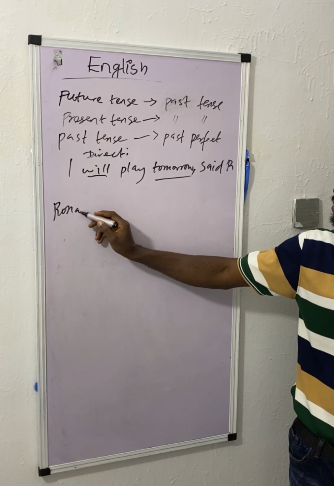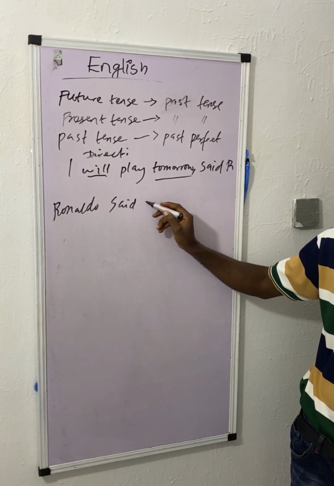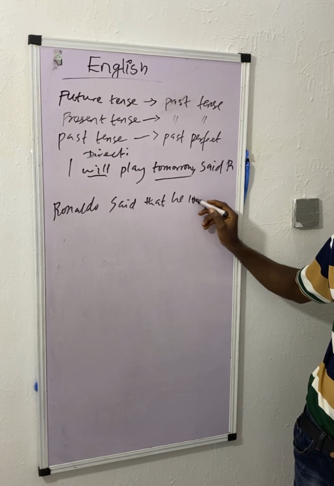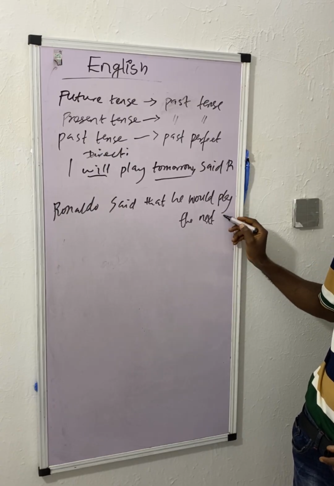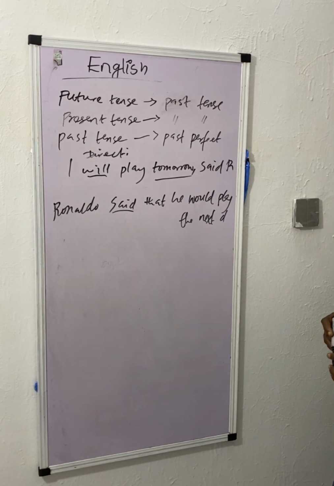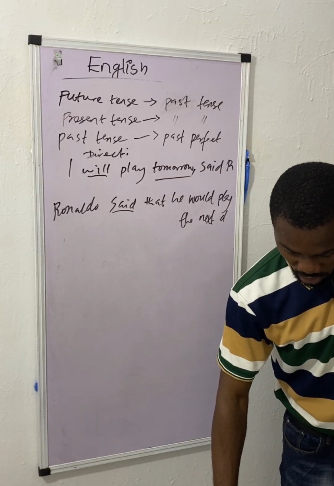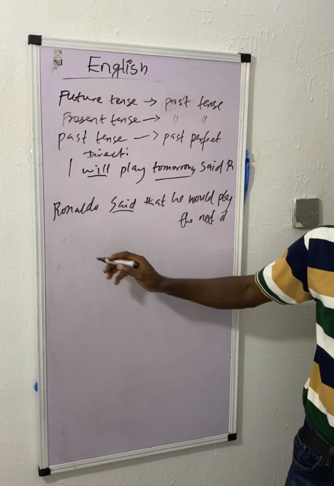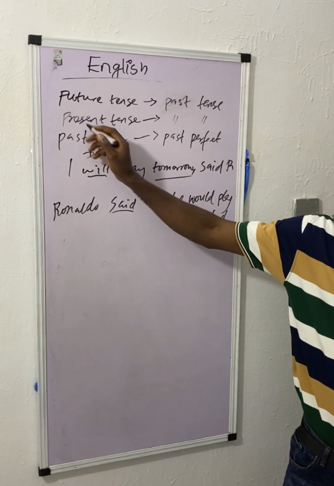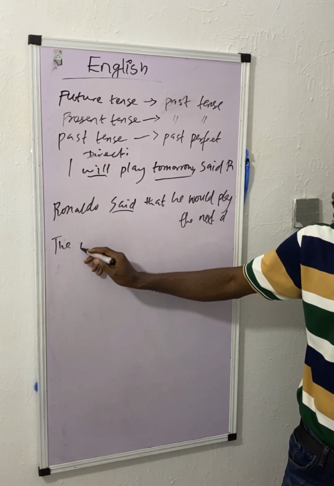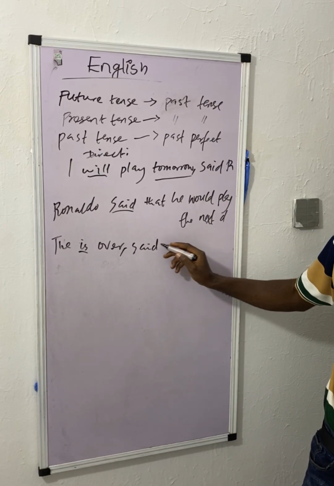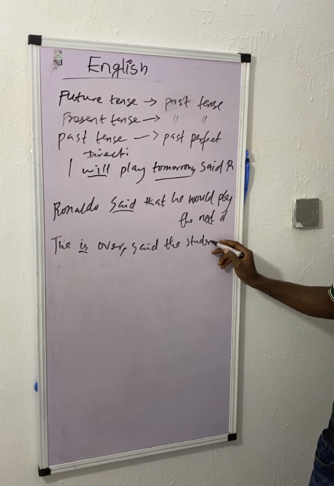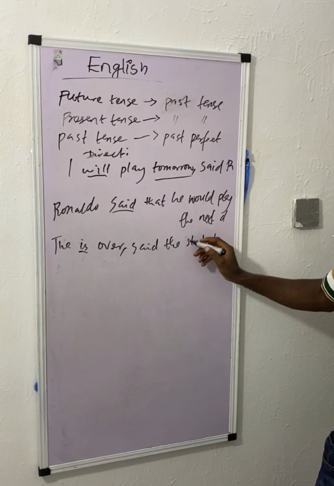So Ronaldo said that he would play the next day. We converted the future tense to past tense. As simple as that. Now let's look at present tense. When it's in the present tense, we also convert to past tense. For example, "The exam is over," said the student. The exam is over is present tense.